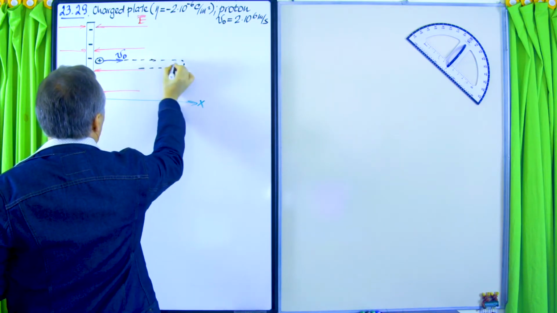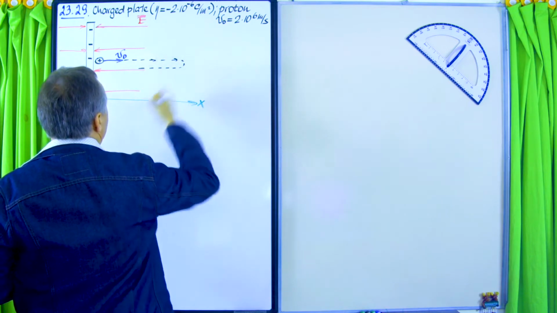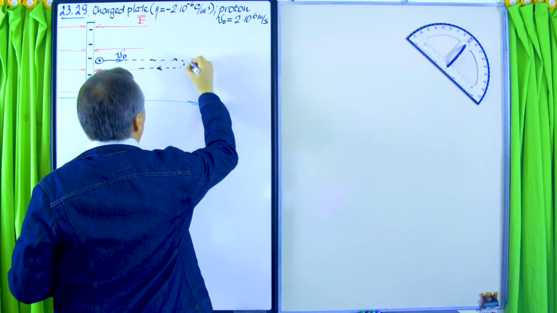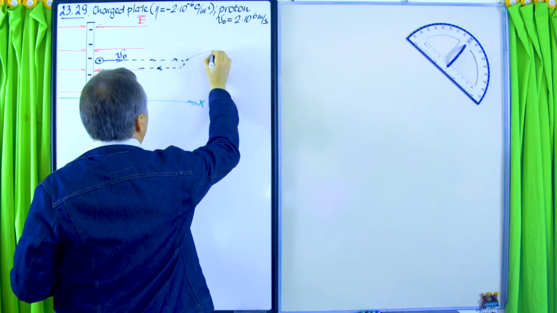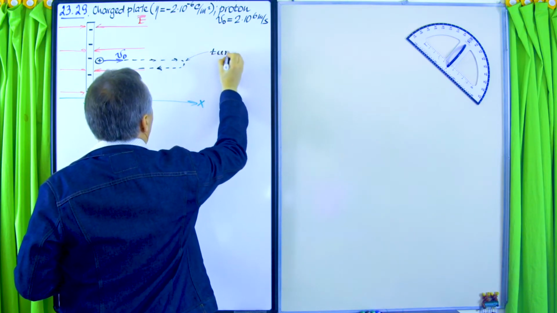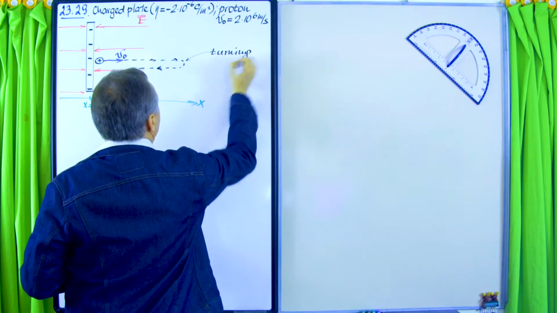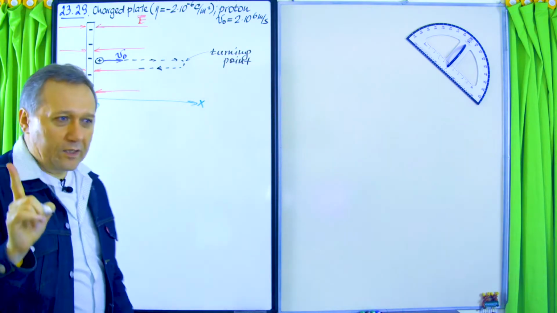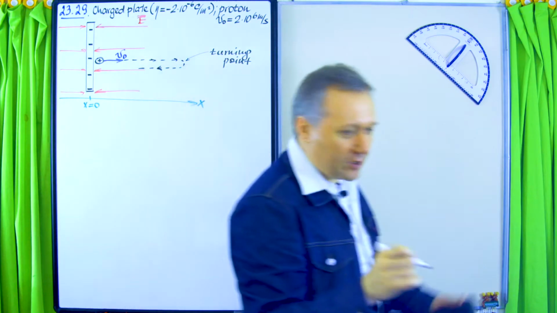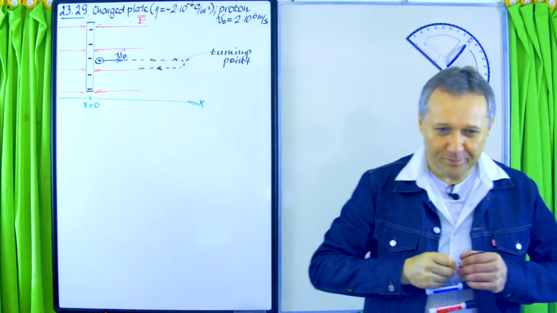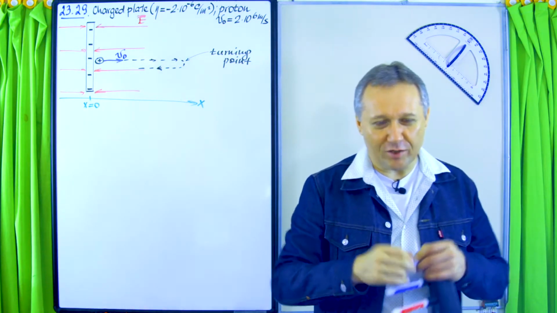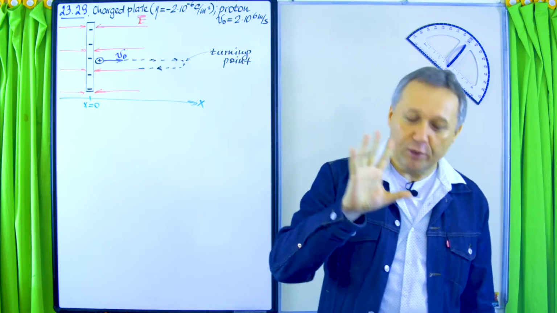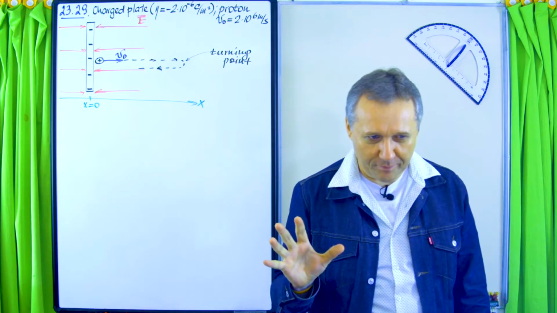Let me draw the trajectory. Here it travels this way. This is a turning point. Let me ask you, what's the major feature of the turning point? One of the major characteristics of any turning point.